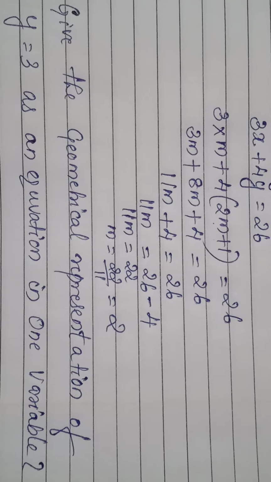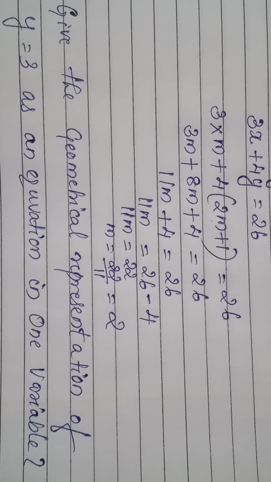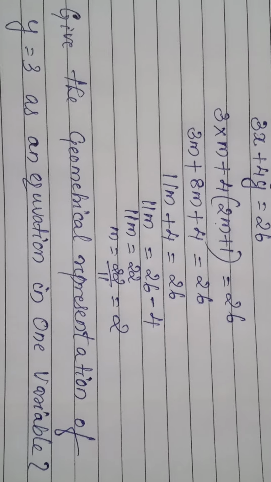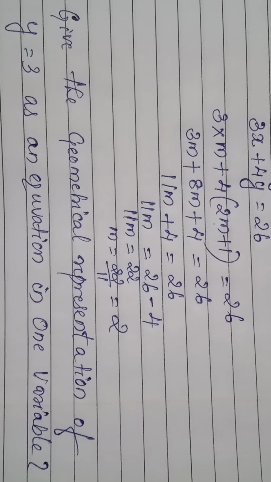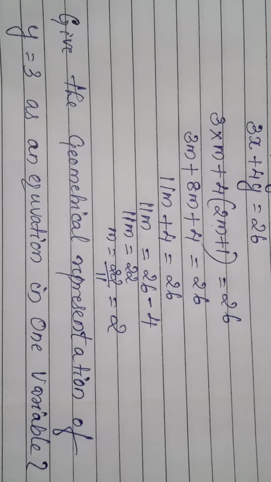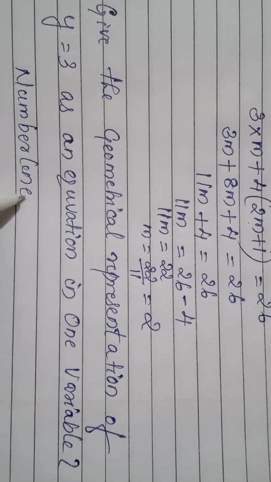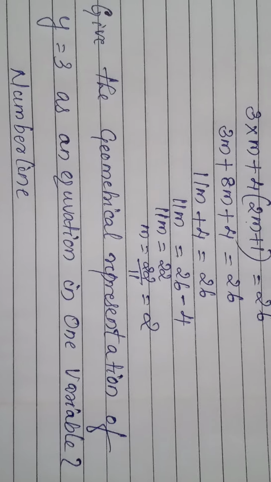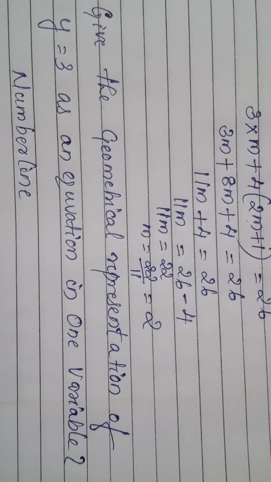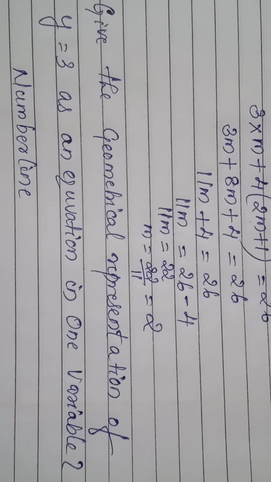Give the geometrical representation of y = 3 as an equation in one variable, that is the 10th question. Okay. So y = 3, the geometrical representation means to represent the solution on a number line. Understood? One variable means you should represent it on a number line. If it is two variables, you should represent it on a graph. Understood?